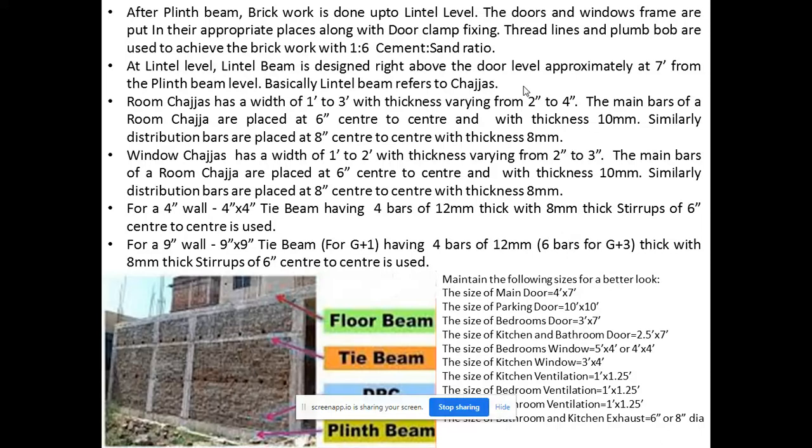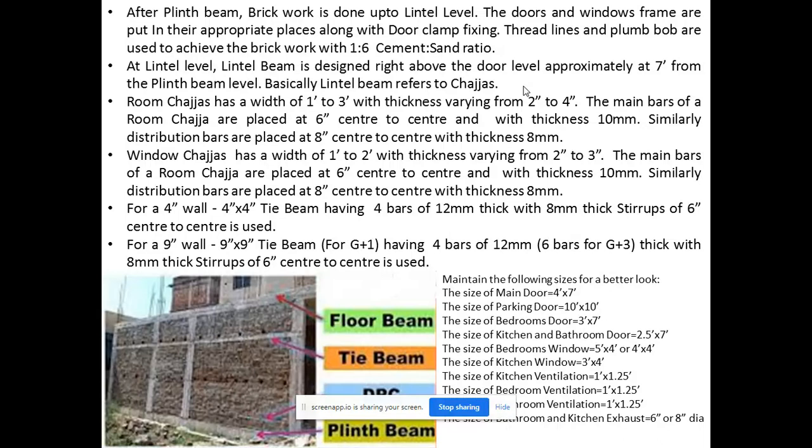For a 4-inch wall, a 4-inch cross 4-inch tie beam having 4 bars with 12 mm thick with 8 mm thick stirrups at 6-inch center to center is used. Suppose if the wall thickness is 9 inches, then a 9-inch cross 9-inch tie beam for G+1 having 4 bars of 12 mm is used.